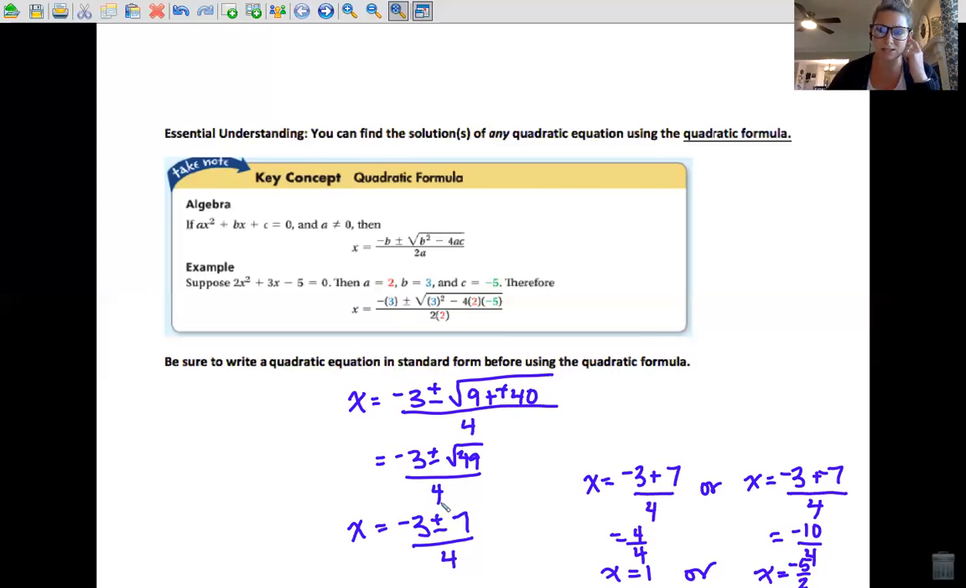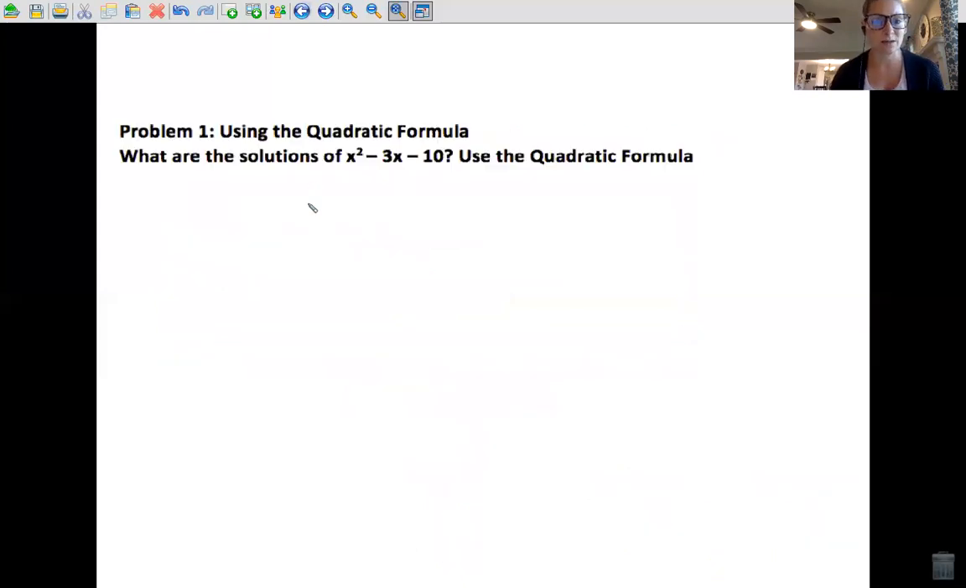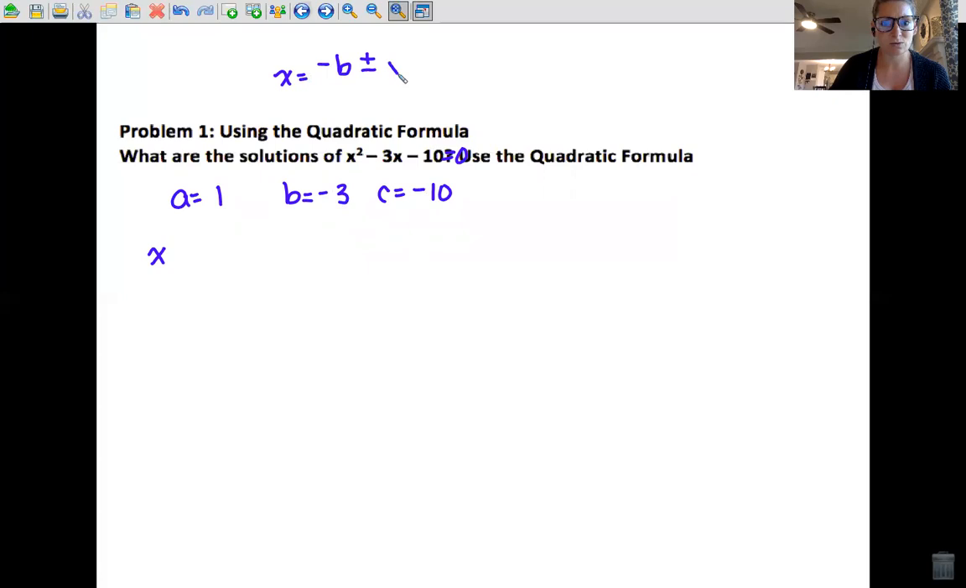So we're going to do a couple of these examples to help us out. Step 1, pull out your a value, b value, and c value. Identify those so that it's easier to put into the quadratic formula. My a value here is 1, b value is -3, and c value is -10. This should be equal to 0 here. Okay, so x equals, I'll write it up here: the opposite of b plus or minus the square root of b squared minus 4ac, all over 2a.